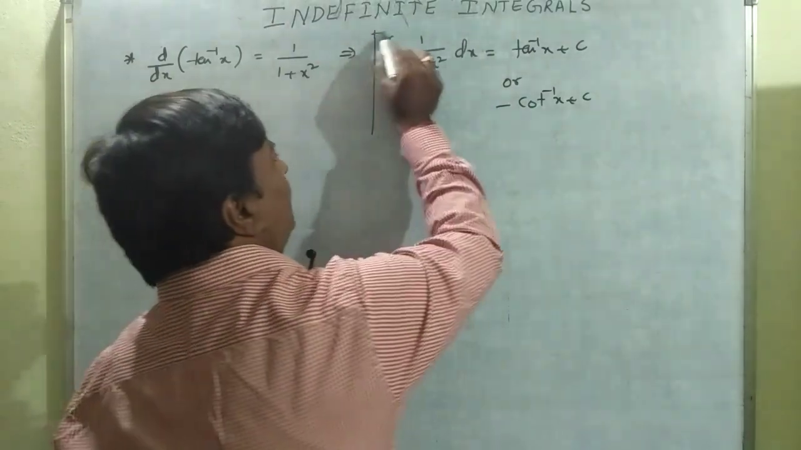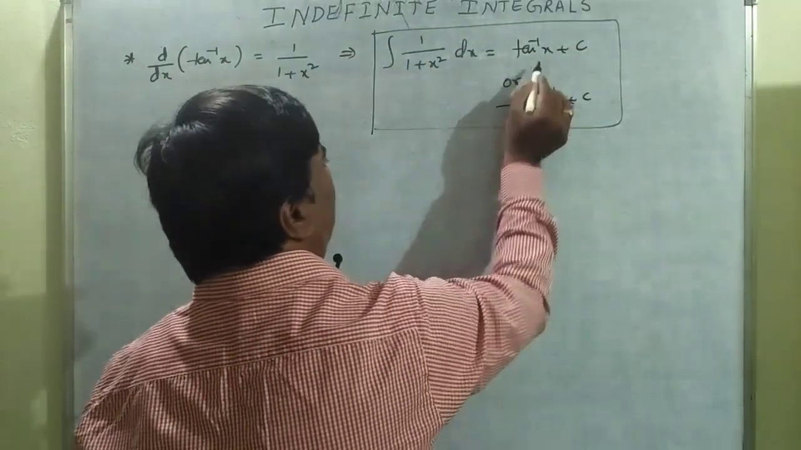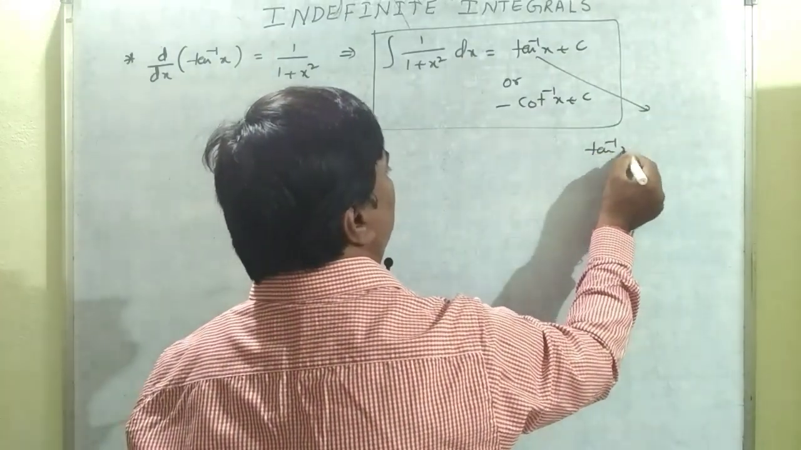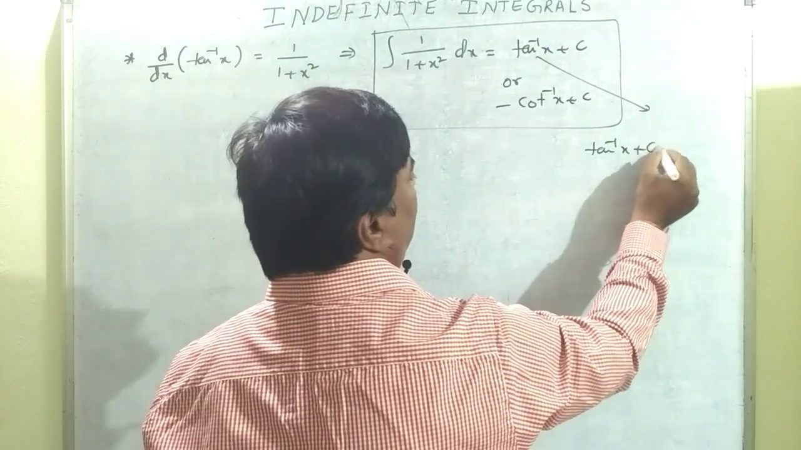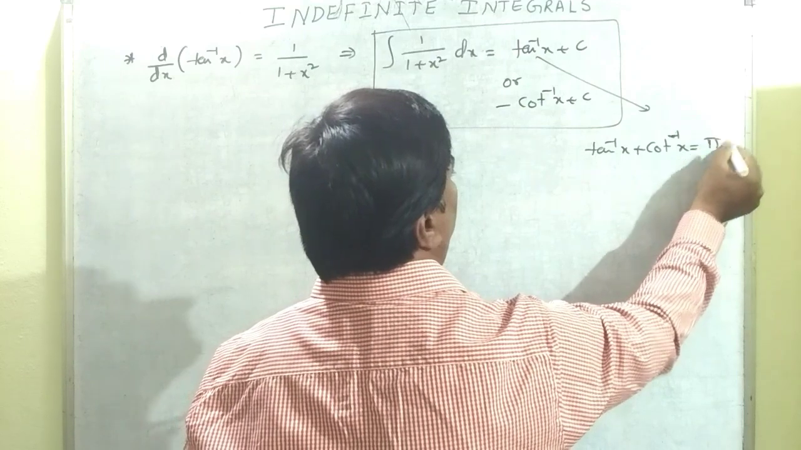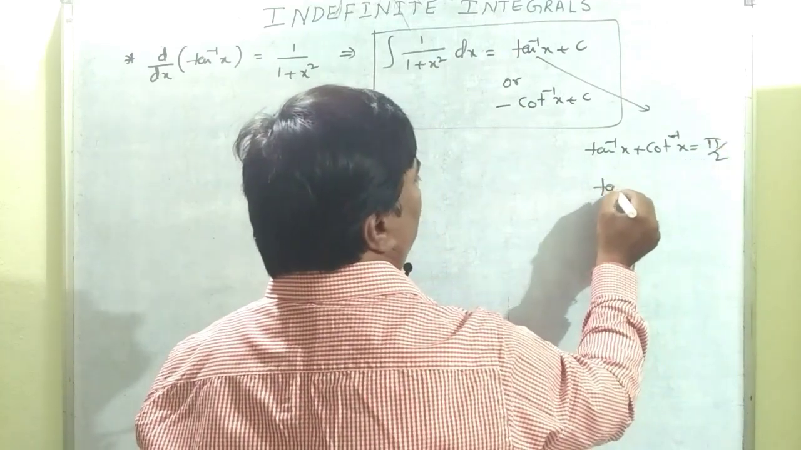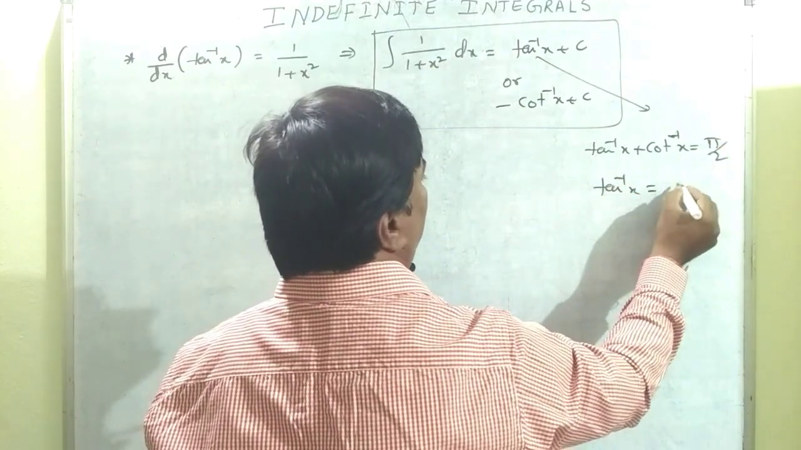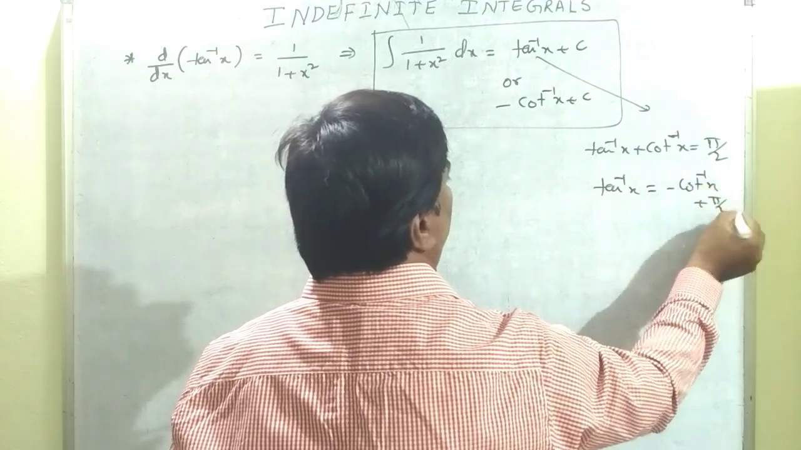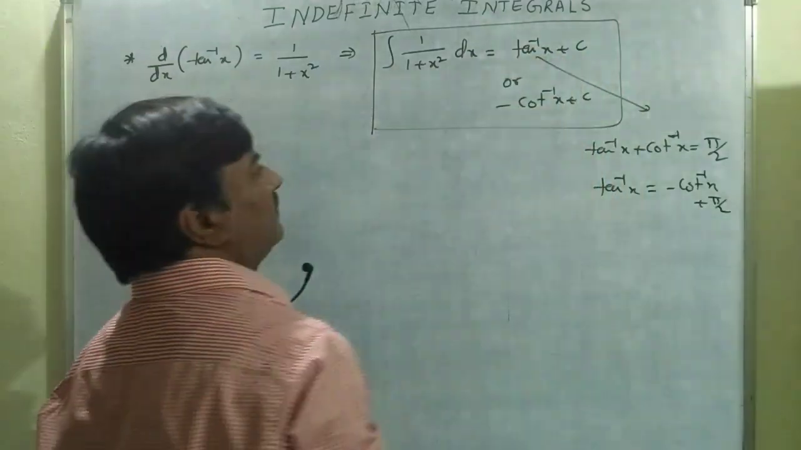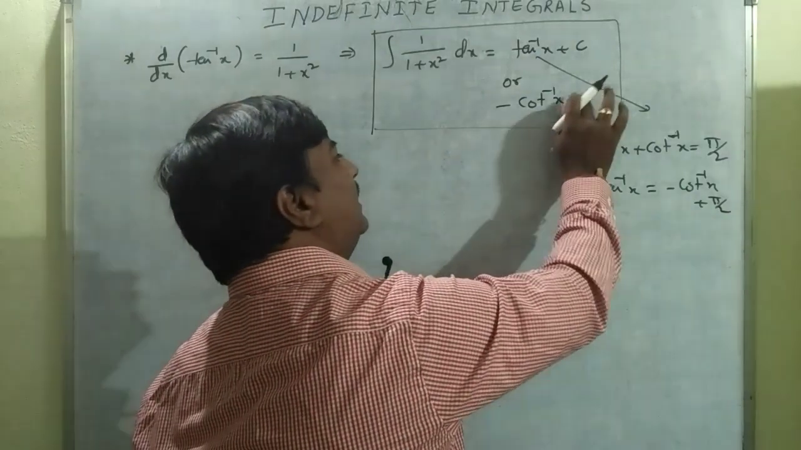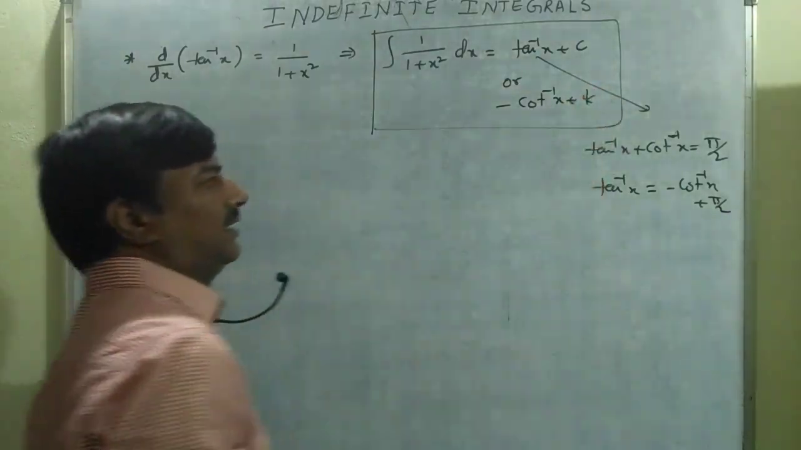In the previous formula also we observed that tan inverse of x can be written using the inverse trigonometric formula, that is tan inverse of x plus cot inverse of x is equal to pi by 2. That is, tan inverse of x is equal to minus cot inverse of x plus pi by 2. Replacing in the place of tan inverse, it becomes minus cot inverse of x plus an integral constant, some other k.